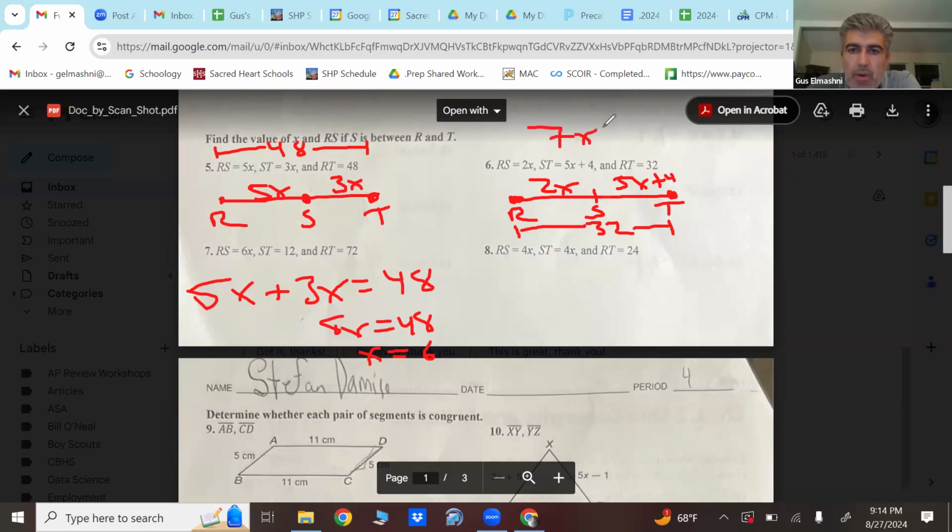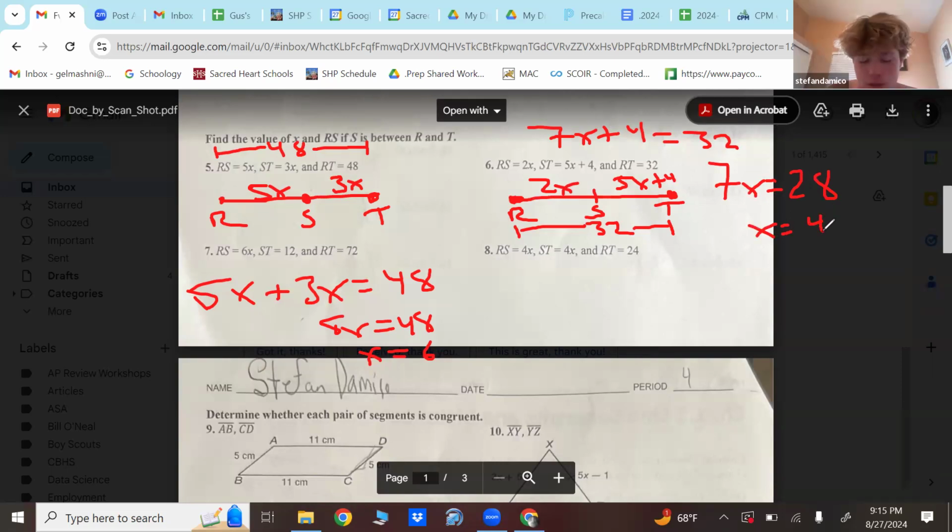So that's 7x plus 4 equals 32. So you just get 4 for that one. Okay, so you're just going to do the same thing with the other two.